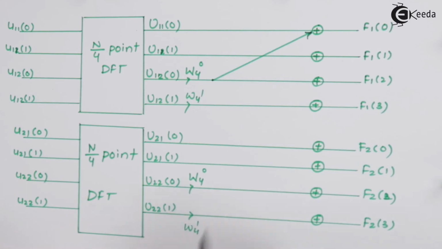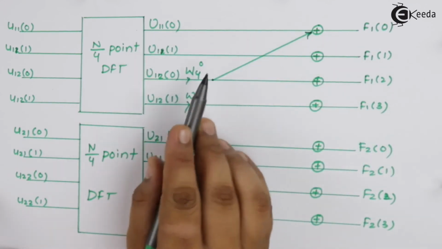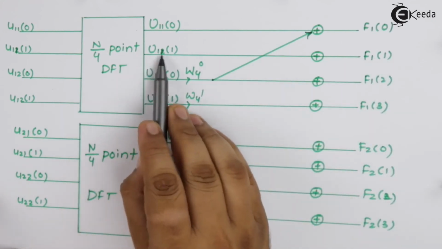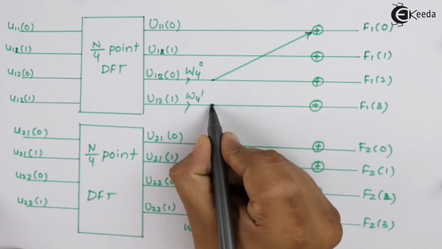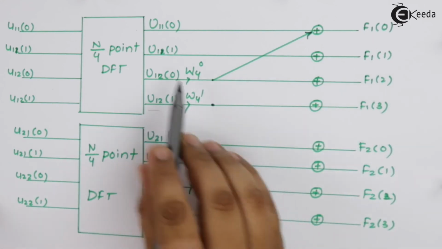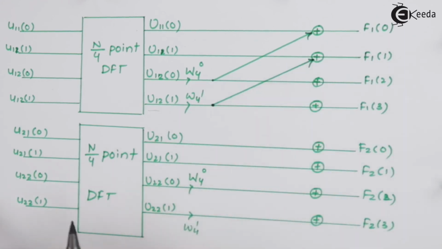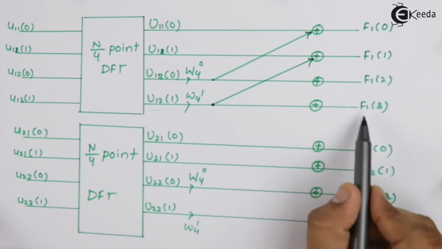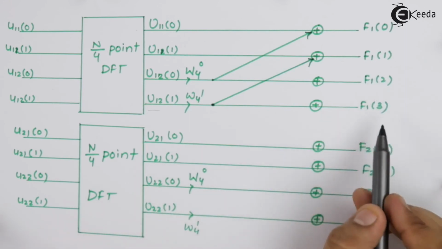So what do I mean by this? u11 of 0 is added with the product of u12 of 0 and omega 4 to the power 0. Similarly, f1 of 1 is the addition between u11 of 1 and u12 of 1. So simply take this line and connect it over here, so that automatically this product term is added with u11 of 1. So from this you will get these two values. But now we have to calculate the next values, that is f1 of 2 and f1 of 3. So let's see the equation first, and then you will get the idea how to get the answers.